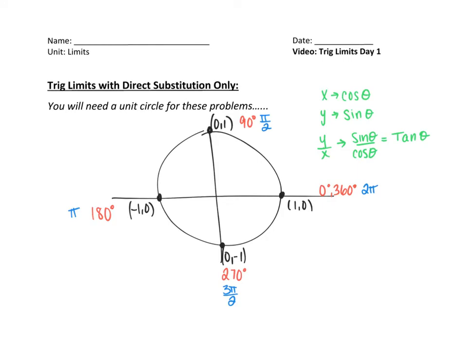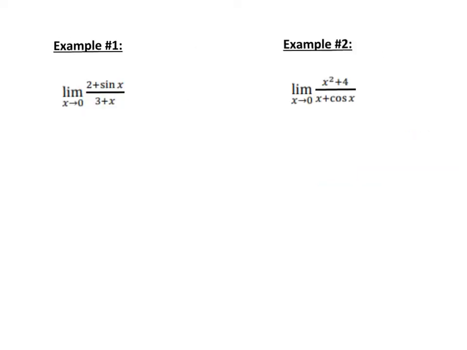All right, so we're going to use this information to answer a couple of trig limits with direct substitution. So always, always, always with any limit, as we are approaching 0, we always want to try direct substitution first. So everywhere I see an x, I'm going to put a 0. So 2 plus sine of 0 over 3 plus 0. So the denominator is actually 3. And the numerator, we just have to figure out what sine of 0 is.